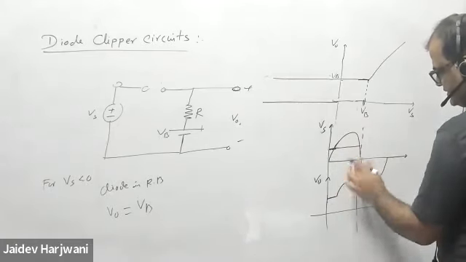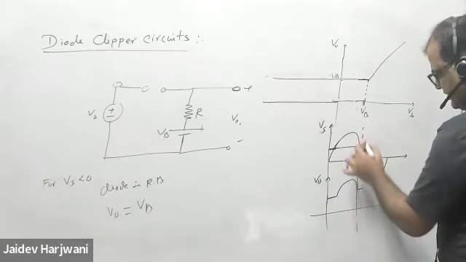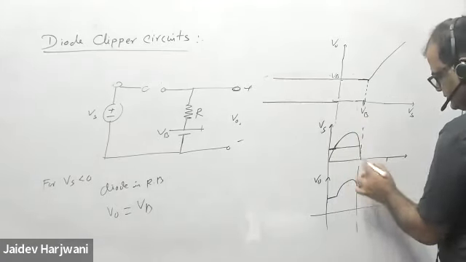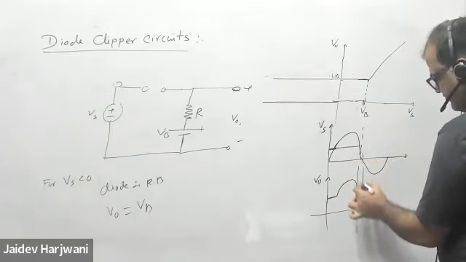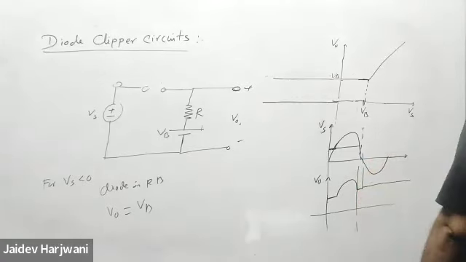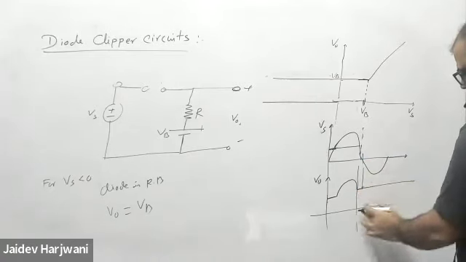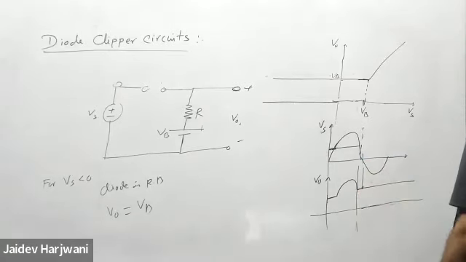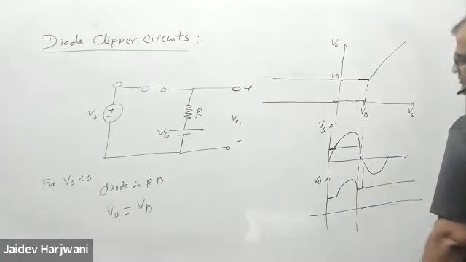After that, I'll get it as is, and then it becomes one less. Again I get VB up to here. Up to here VB, and when it becomes negative, then also I have VB. Okay, so this is my answer.